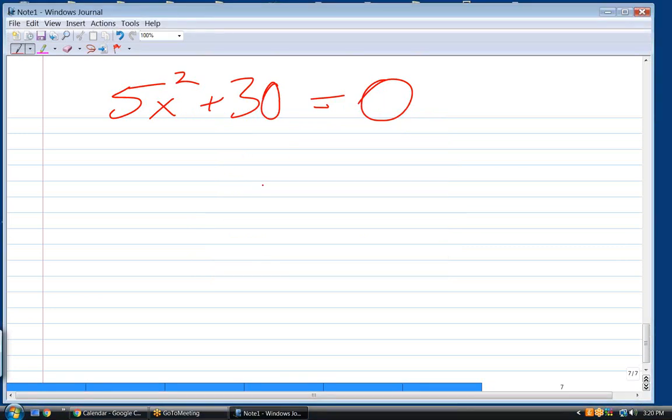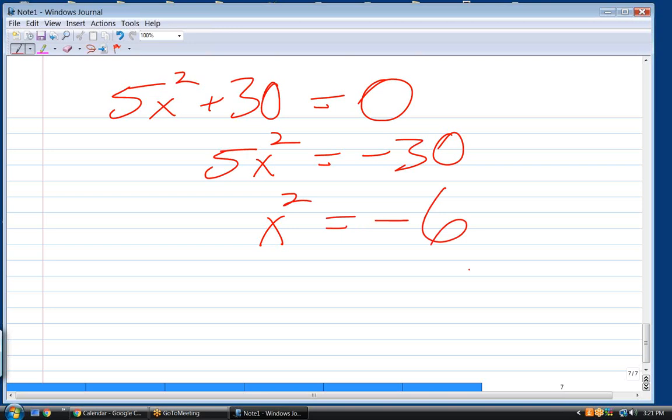In other words, normally when you solve quadratics, you leave 0 on the other side and you factor the left side. But this left side doesn't factor all that great. But what happens if I take the 30 to the other side? 5x squared equals negative 30. You can divide both sides by 5. And now what? Square root. What's the answer? x equals, square root of, or plus or minus.